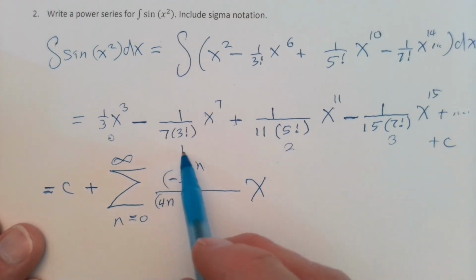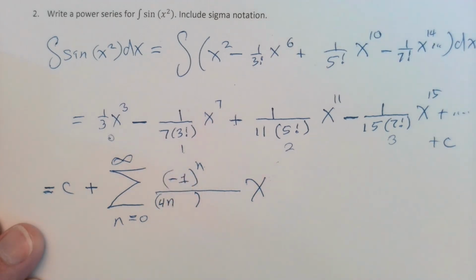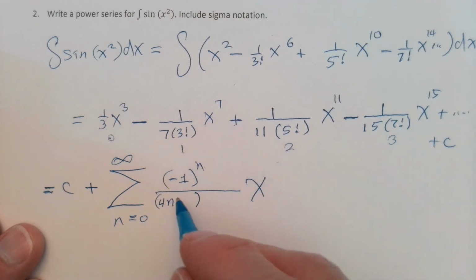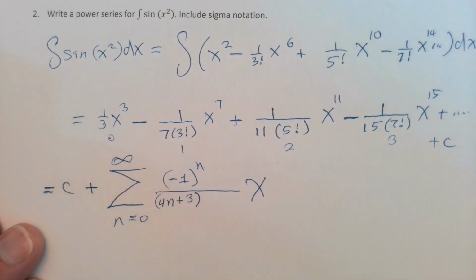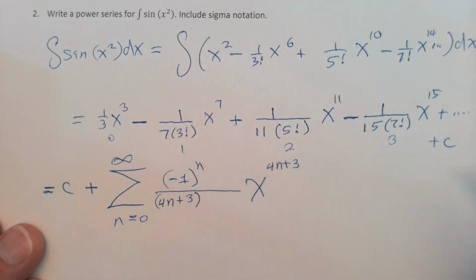So when n equals 1, 4 times 1 is 4. You'll need 3 more to get to 7. When n equals 2, 4 times 2 is 8. You'll need 3 more to get to 11. So apparently it's 4n plus 3. And that's also the exponent.